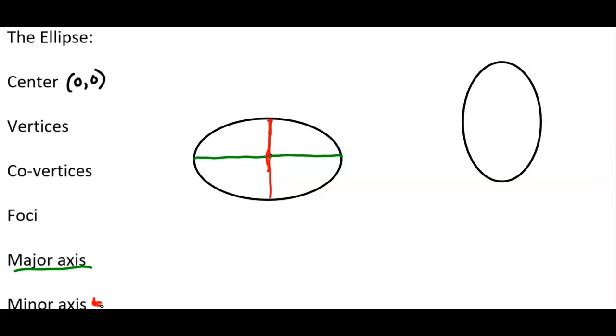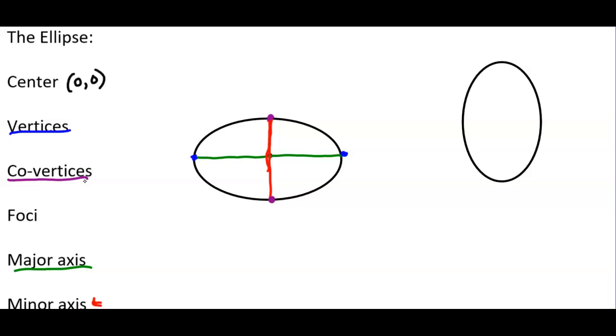Now, the endpoints of the major axis, right here, those are the vertices. Each one is a vertex, but you have two of them, so there are vertices. And then, I'm kind of running out of colors here. The endpoints of the minor axis, I'm doing in purple. Those are the co-vertices. And they have coordinates. We'll talk about that in a minute.